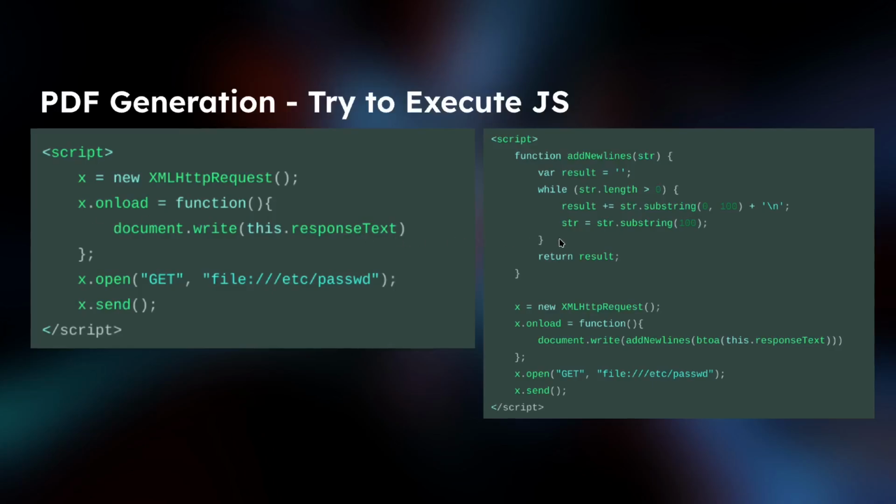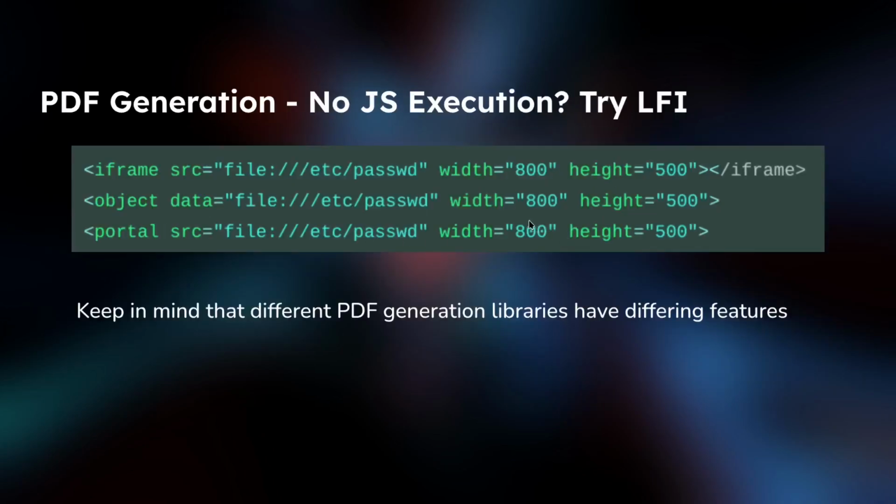If for whatever reason you can't actually get JavaScript execution, you could still try local file inclusion. So again, trying to load some kind of local files in an iframe or an object or portal, any of these other kinds of things. And then also keep in mind that there's different PDF libraries that support different features. So some might support annotations, some might support their own weird attachment scheme.